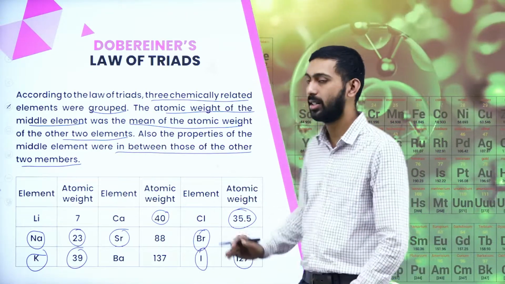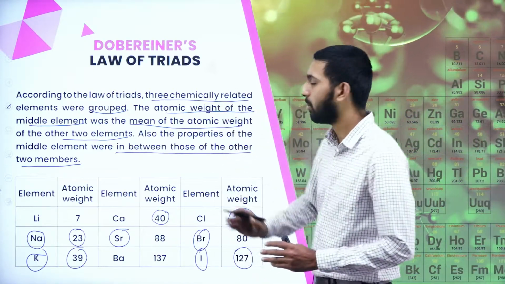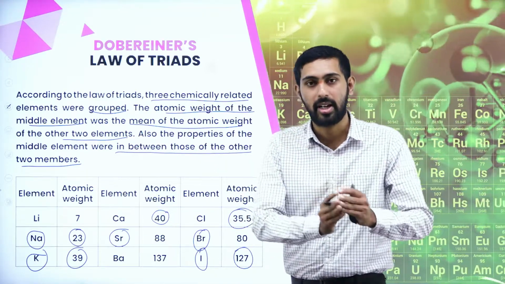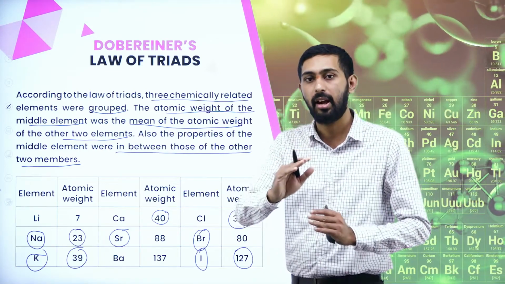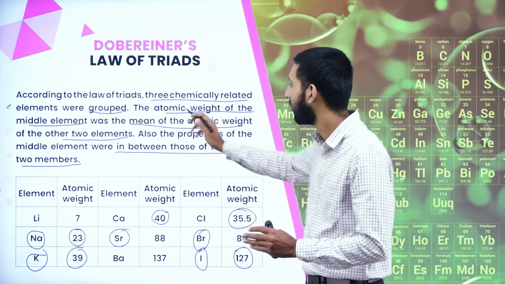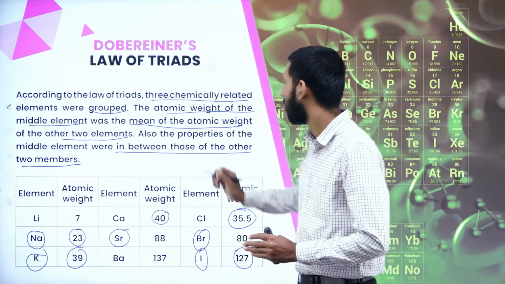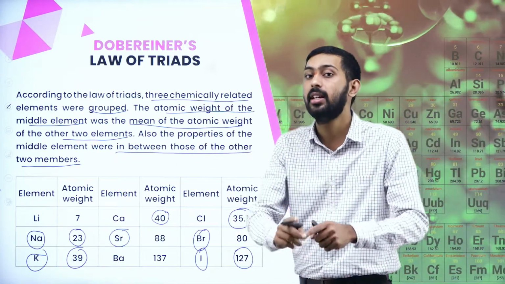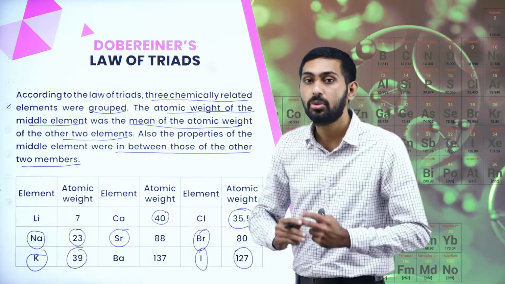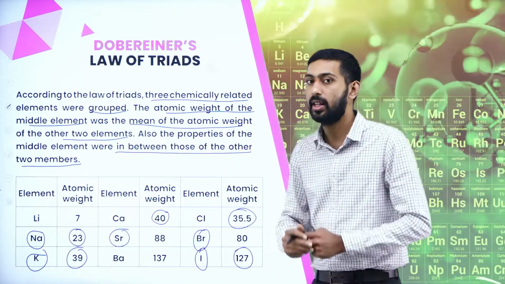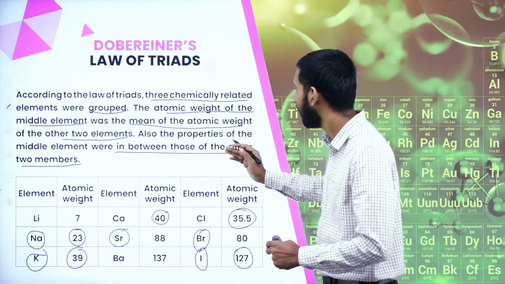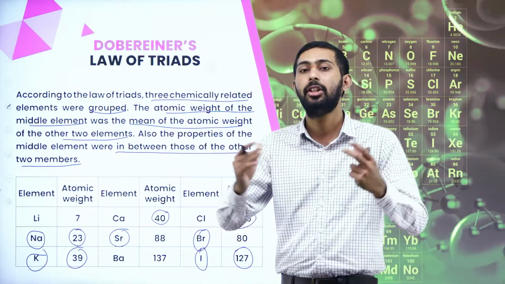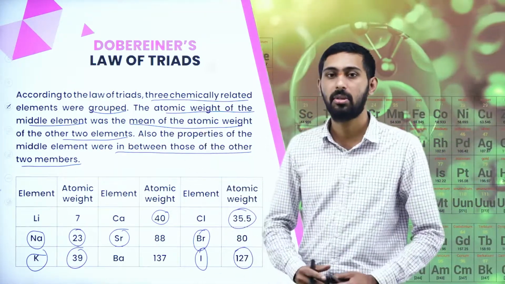So here Dobereiner said that 3 chemically related elements were grouped. The middle element will have similar properties. They said that the atomic weight of the middle element was the mean of the atomic weights of the other 2 elements. Also the properties of the middle element were in between those of the 2 members, and will be similar to the other 2 elements. So this was the suggestion by Dobereiner.